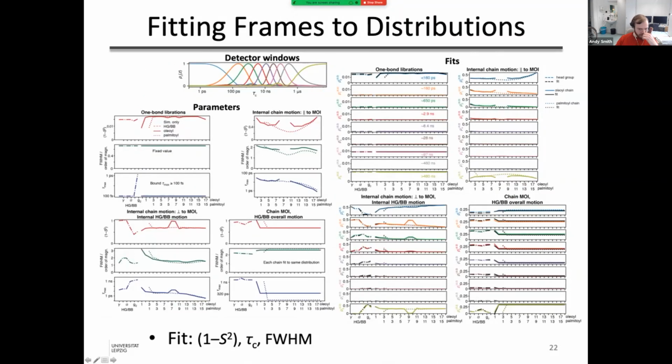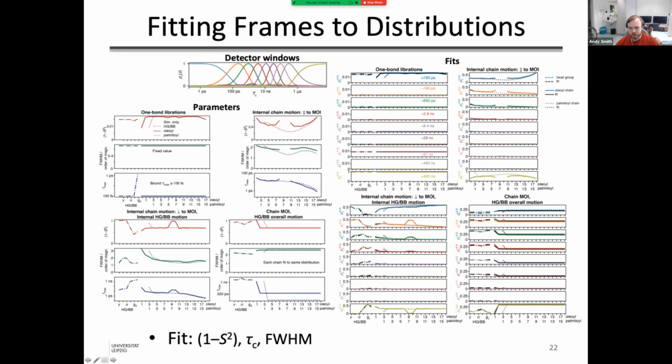Okay, so we've now got our motion separated into frames. And one of the big ideas of doing that is that now the motion should be simpler. We said the total motion has on the order of 10 parameters in it. But the motion of each frame, potentially we can parameterize with a few parameters. And so that's what we do here. Each motion we characterize with an amplitude, 1 minus s squared, a correlation time, and a width. By the way, the librations are just really fast in the MD, so we don't really get the width out. I just fix the width. But the rest of these, all three parameters float.